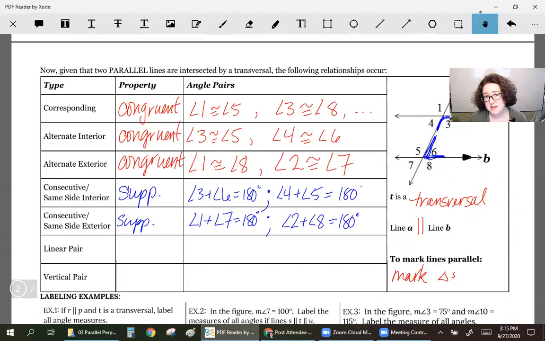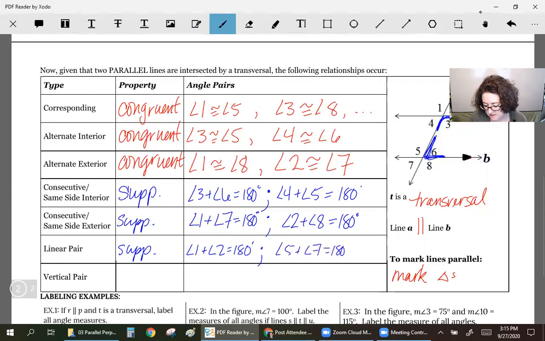Our next one on the list is linear pairs. So that's just a holdover from last unit. Again, there are more pairs than I actually have room to list. They are also going to be supplementary, but we could look at angles like angle 1 plus angle 2, or we could look at things like angle 5 plus angle 7 equals 180. But again, there's more pairs than we have room to list.